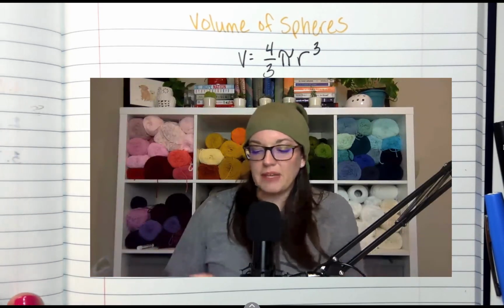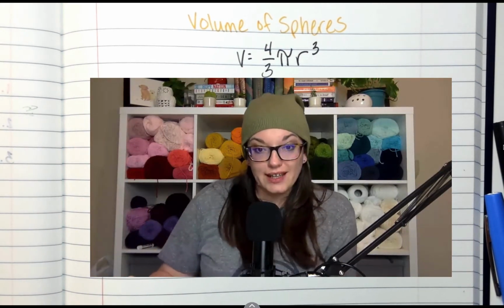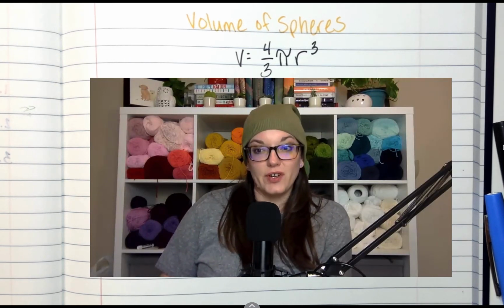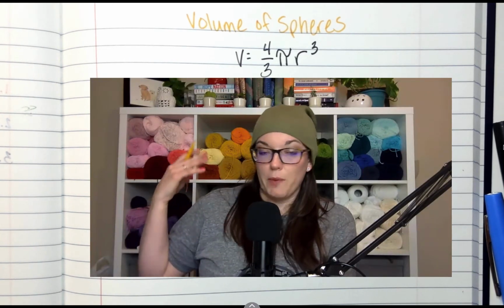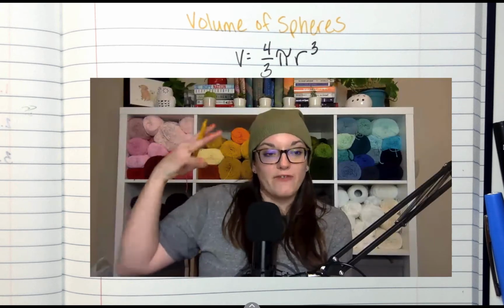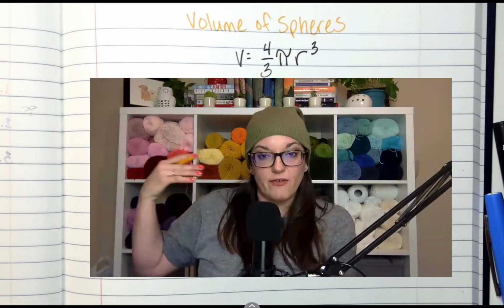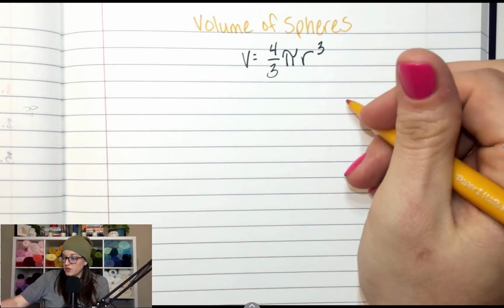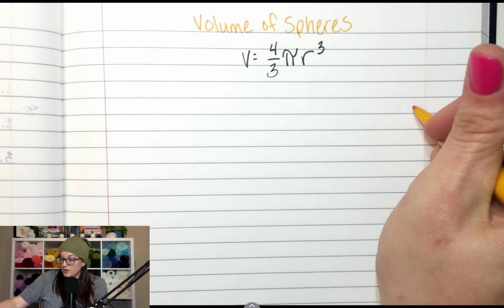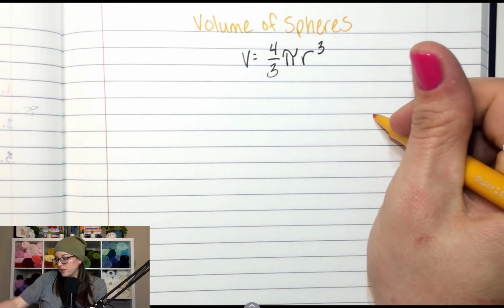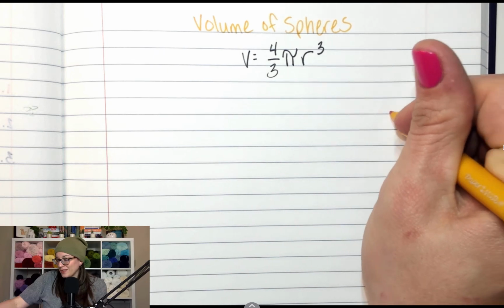This comes in handy because air is calculated by finding the volume. So if you ever wanted to blow up a basketball, the amount of air inside that basketball has volume. So to draw a sphere, we're going to draw like a squishy circle.